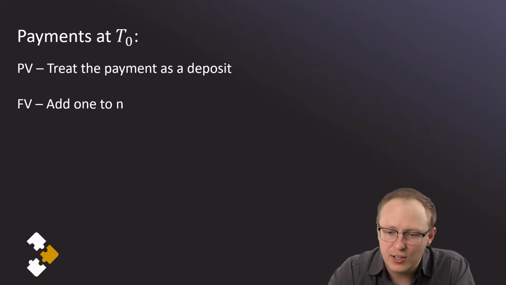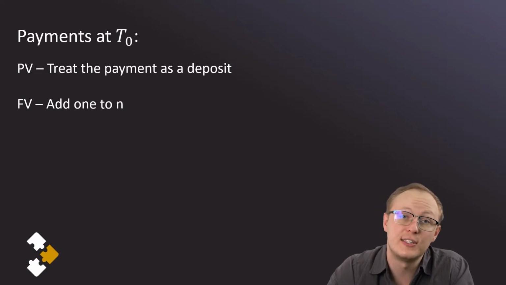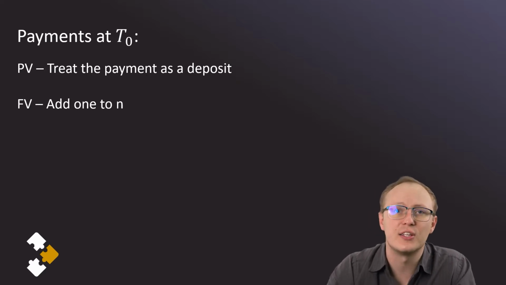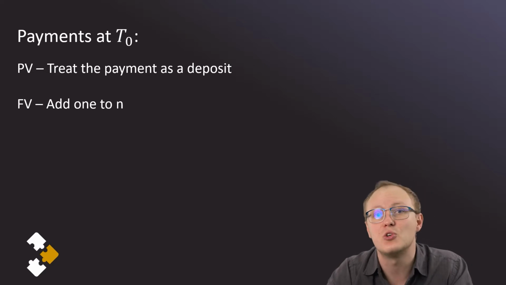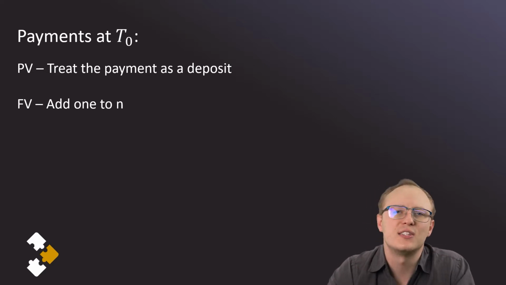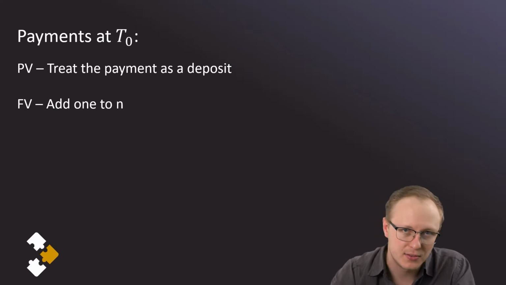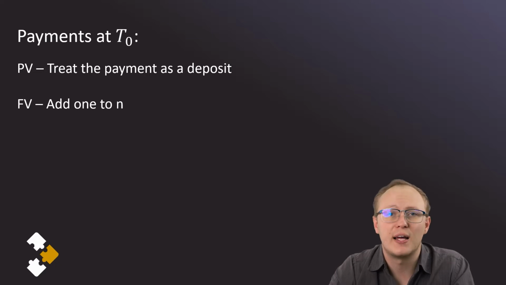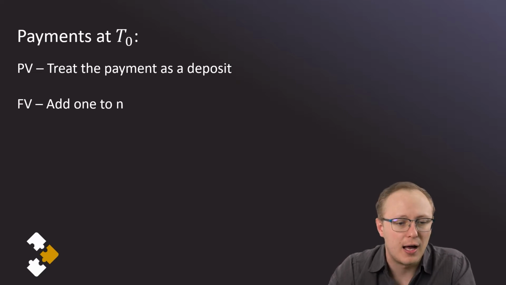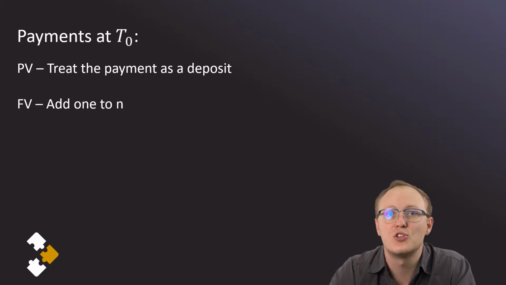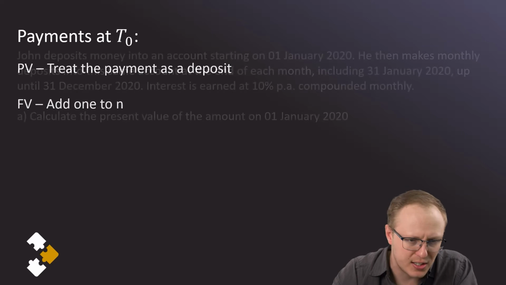So there are only two principles to remember for this, one for present value, one for future value. For present value, the idea is that you treat the payment at T nought as a deposit. So what's a deposit? Well, a deposit is money that you pay upfront on the day, T nought. For example, if you buy a house, usually you'll have to put a deposit down because not many banks are that keen on giving you a 100% mortgage. Then the future value has a very easy solution. We're just going to add 1 to n. So let's see how this works.